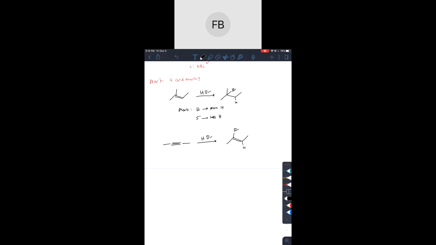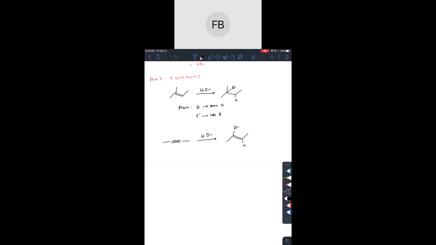Let's make it a little different, like this, so that there is a difference in terms of hydrogens, right? So here we have 1 hydrogen, and here we have 0 hydrogens, right? So the hydrogen is going to go to the place with the most hydrogens, so it's going to end up on the tip right there, and then bromine is going to be on the other side of that, and there's going to be a double bond.